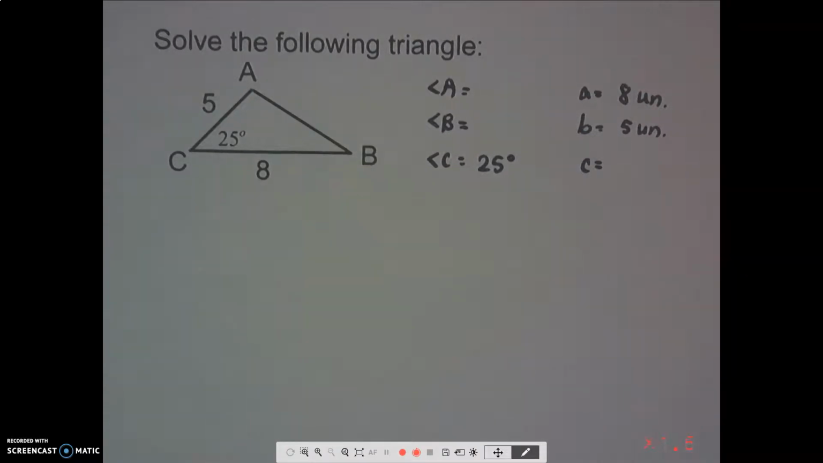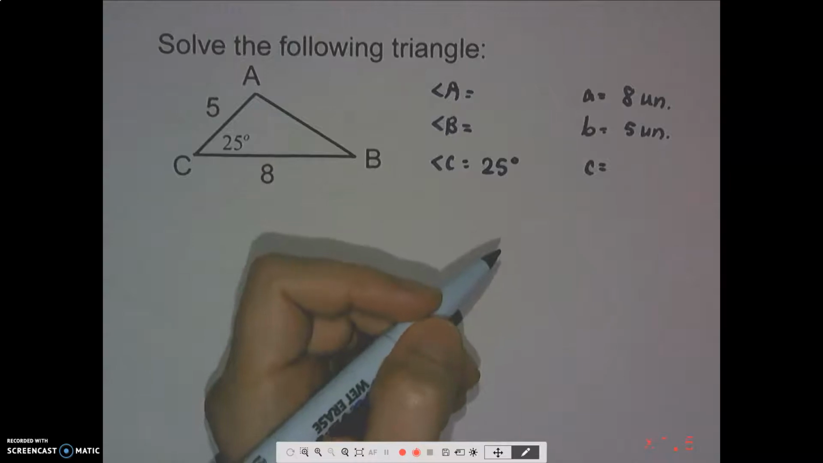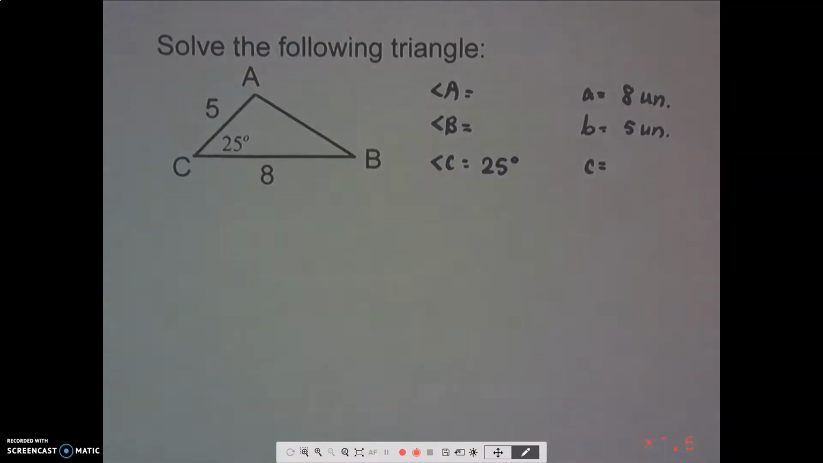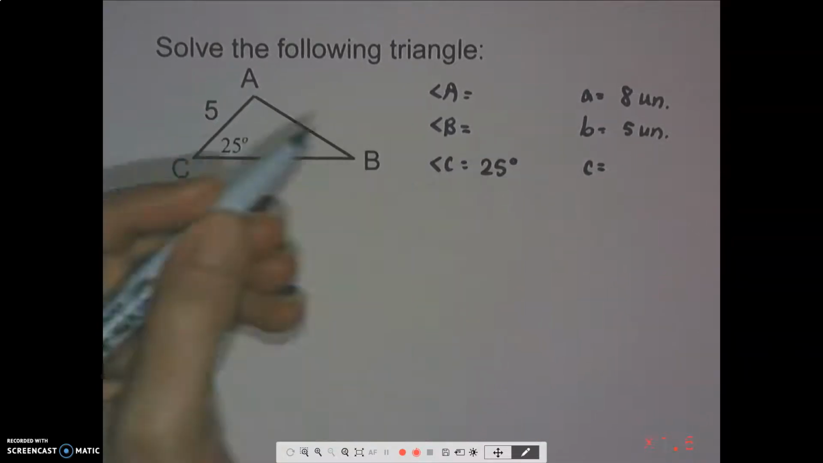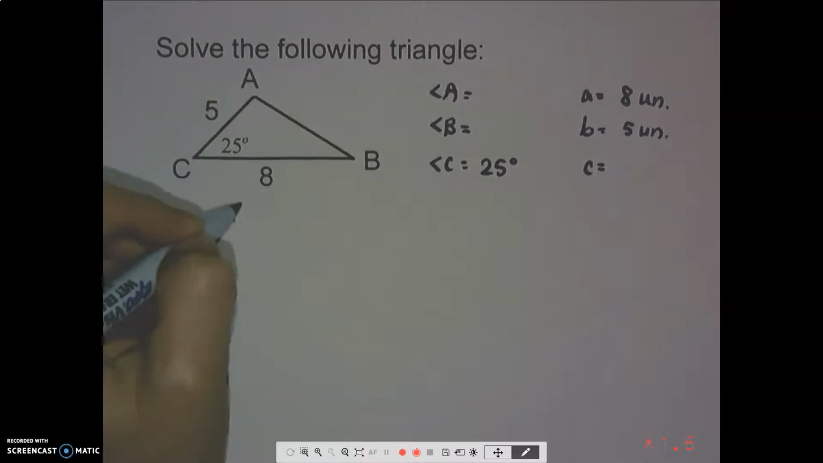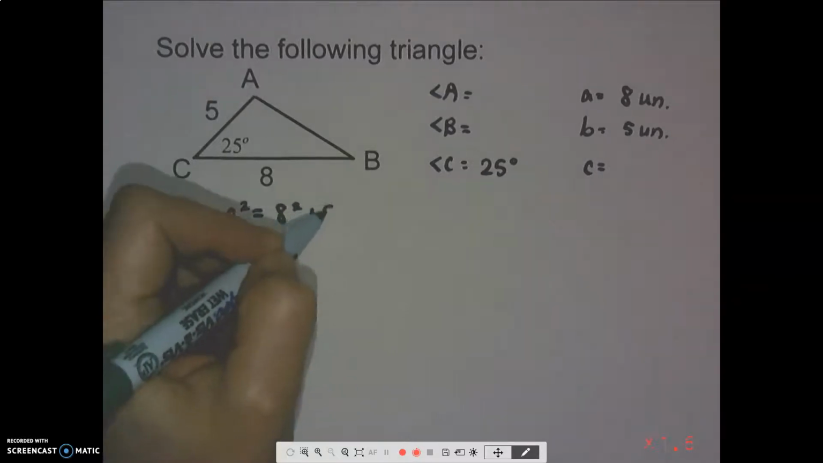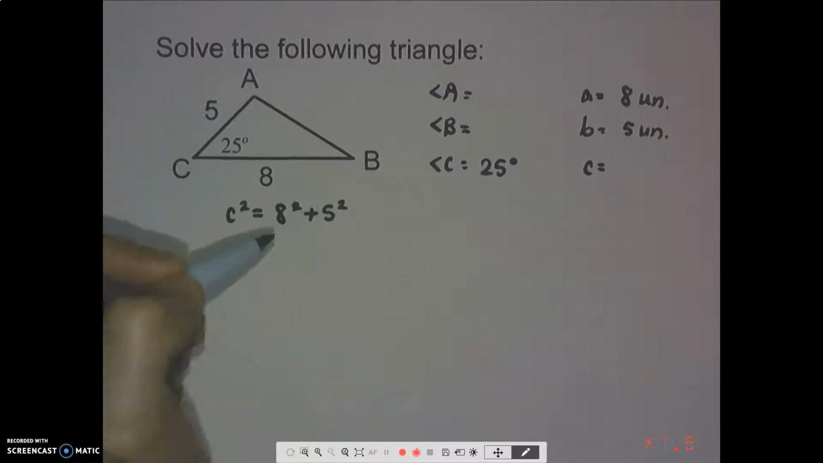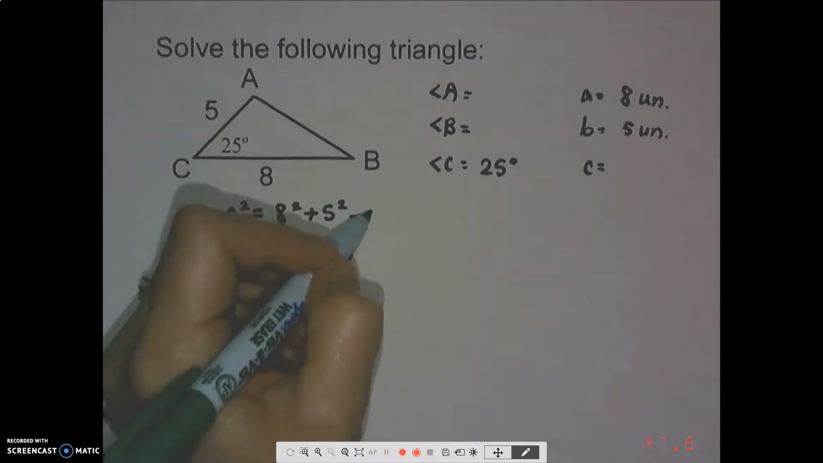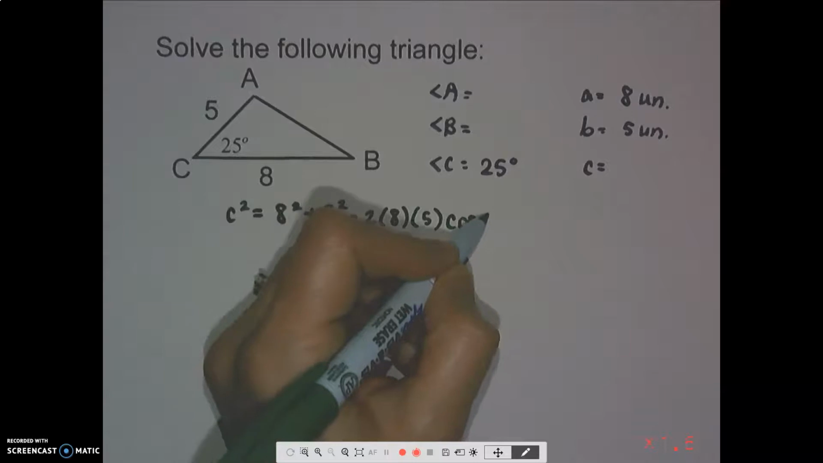Now we need to work on finding some other information. Again, we don't have an angle side pair at all, so it's impossible to use law of sines. That means we have to use law of cosines. The only option we have right now is to find side C, because the only angle we have is angle C. That means we're going to have c squared equals the other two sides squared and added. It doesn't matter if you put 8 squared plus 5 squared or 5 squared plus 8 squared. It's commutative. Minus 2 times those two sides multiplied together times the cosine of angle C, which is 25 degrees.